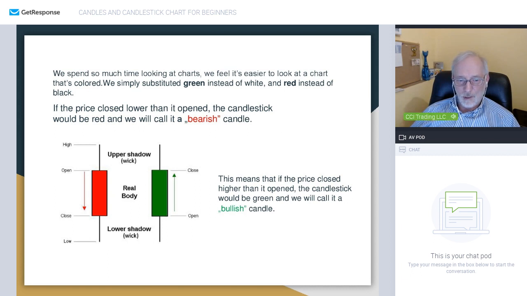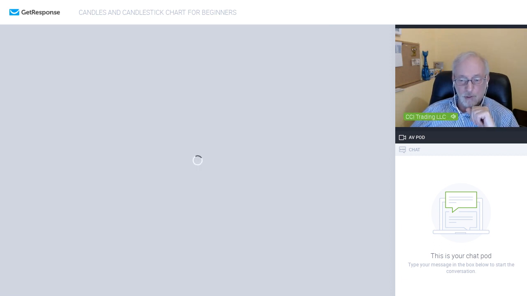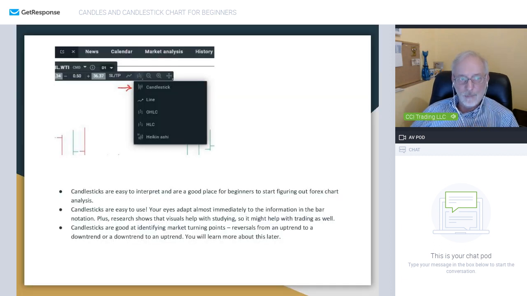So just take a look. Let's go to another slide when I'll show you. When you are using the platform of CCI traders, you will have such a menu.